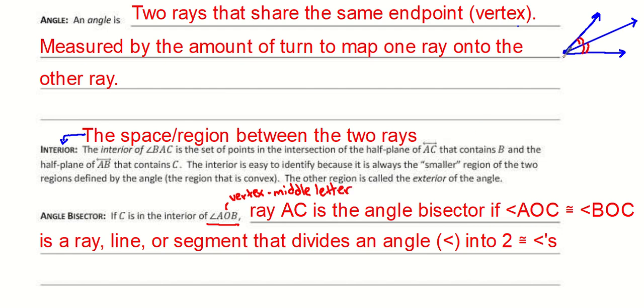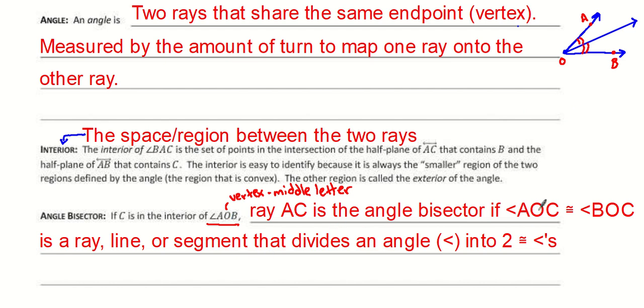So keep that in mind. Here, O would be here, A would be one of the points on the ray, and B would be the other point on the other ray. So this would be ray OA, this is ray OB, and this is angle AOB or BOA. I could do the other direction, okay? The middle letter is always the vertex.